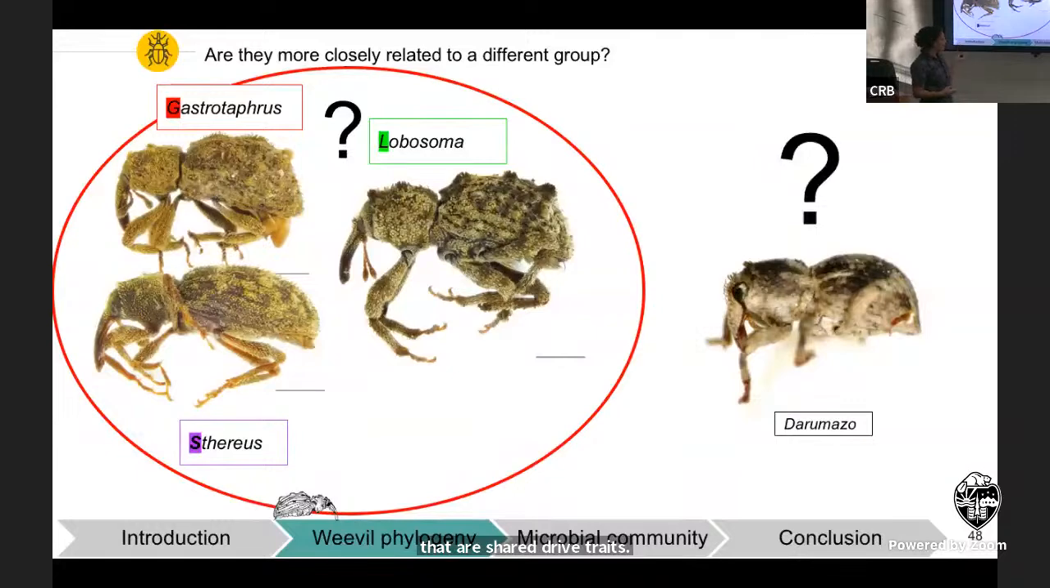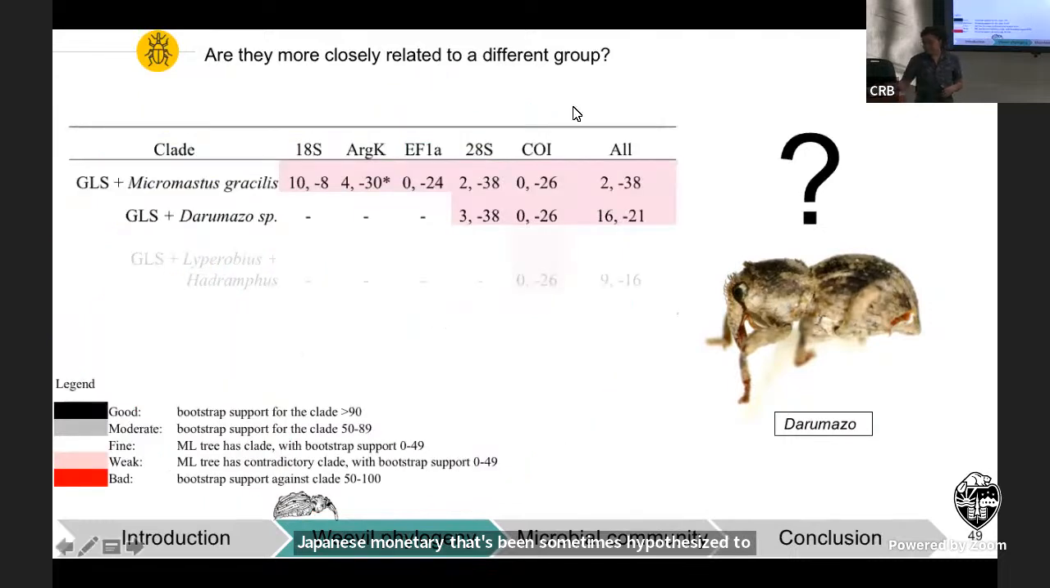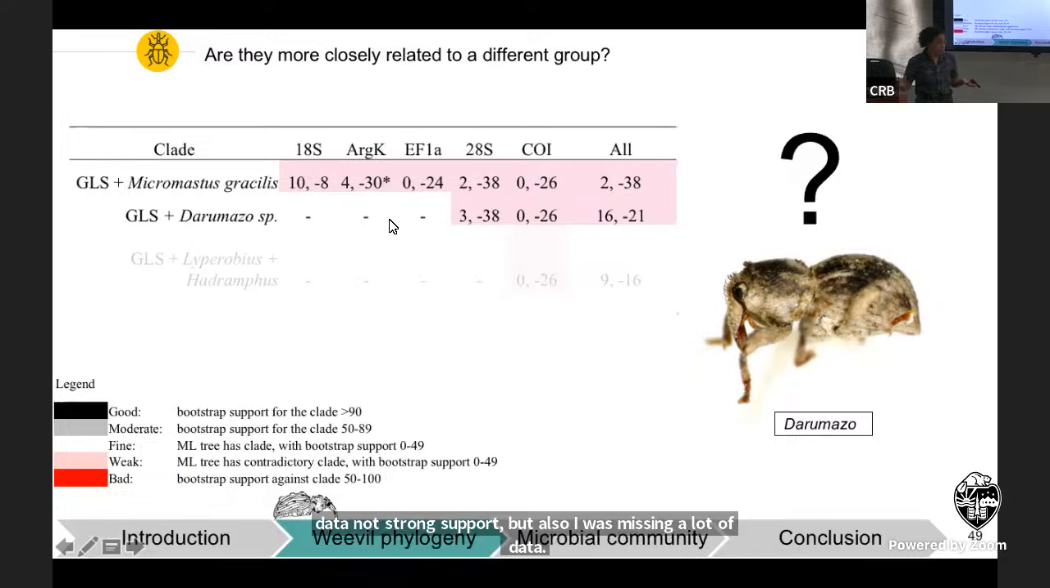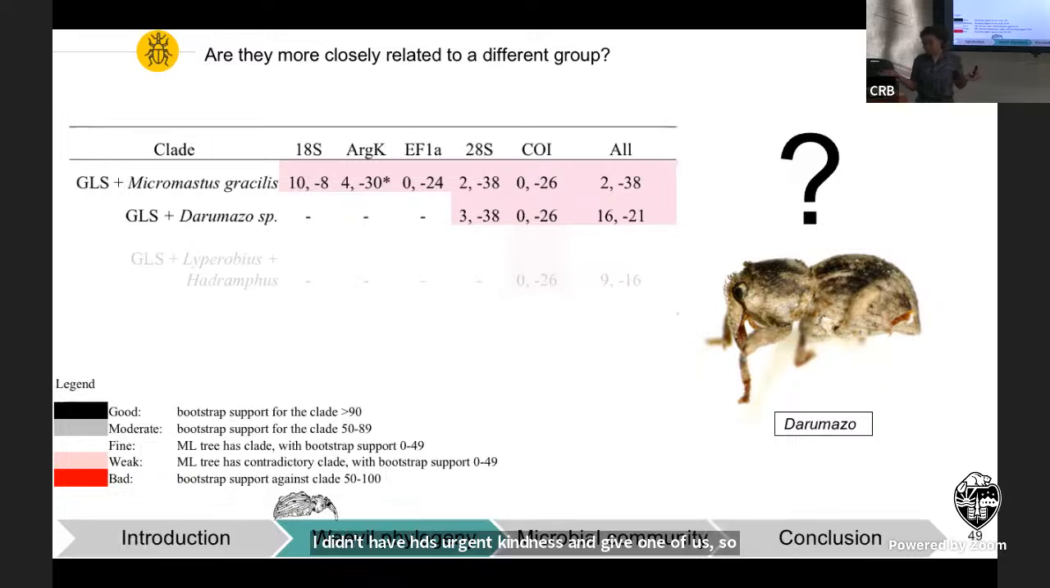Darumazo is a Japanese Molotini that's been sometimes hypothesized to be closely related to these guys. I took a look at the molecular data, not strong support, but I was also missing a lot of data. I didn't have 18S, arginine kinase, and EF1 alpha, so weak support, but who's to really say? But in terms of morphological evidence, I also still couldn't find any shared derived characters.